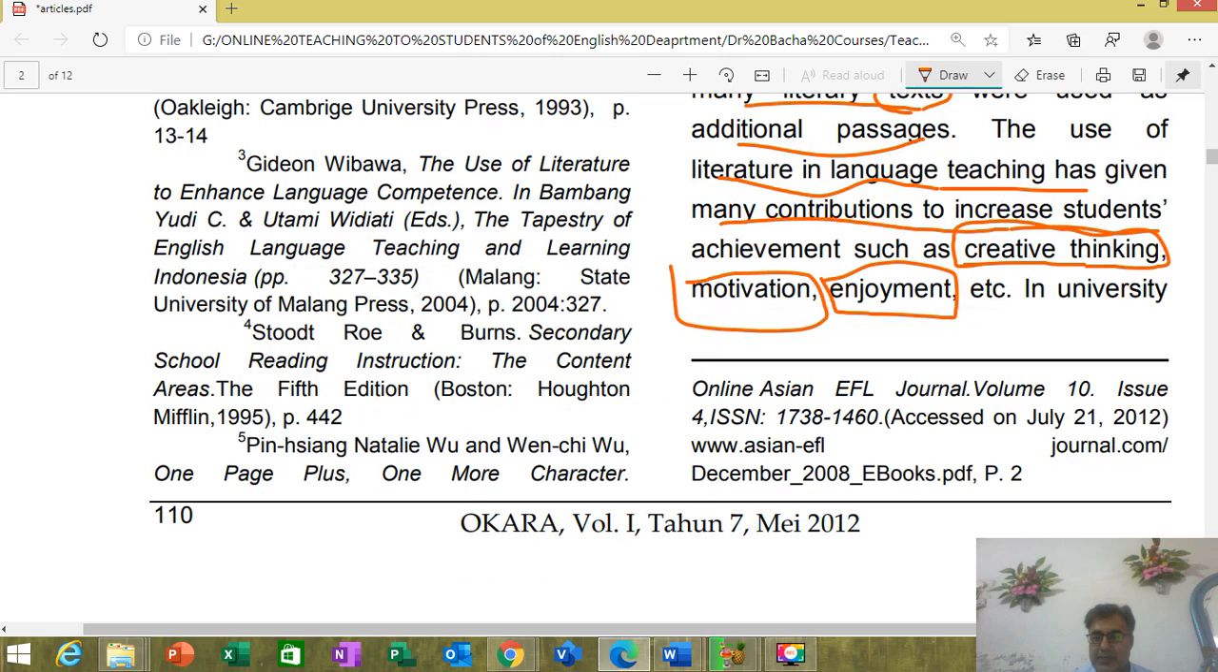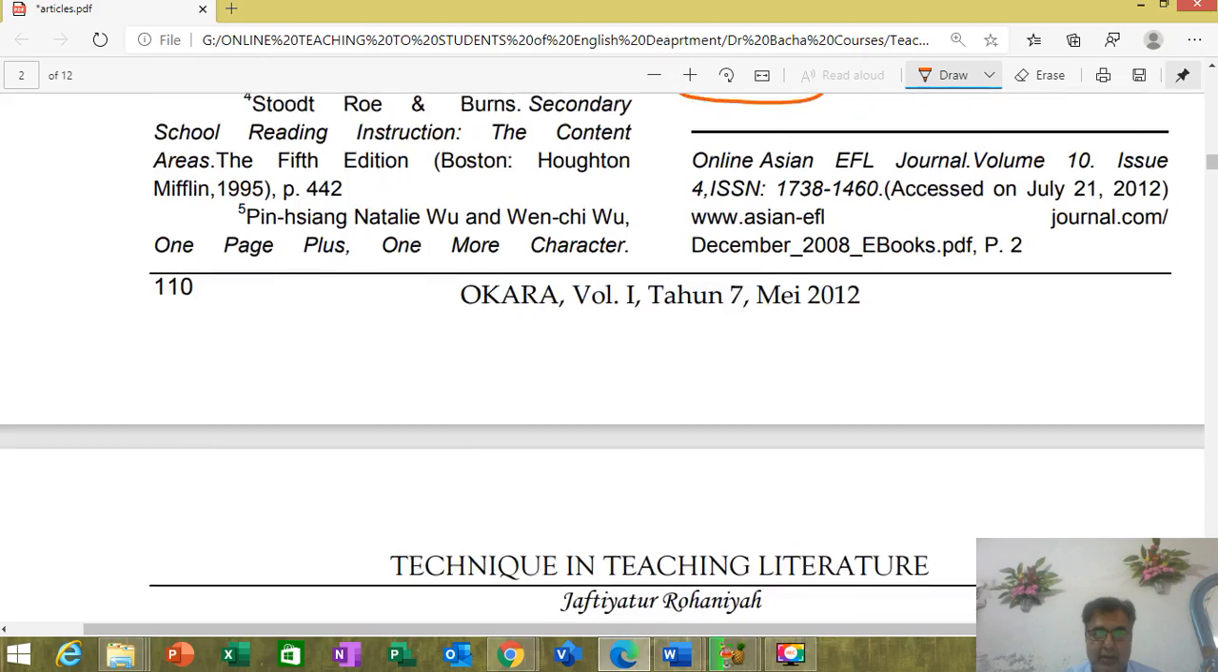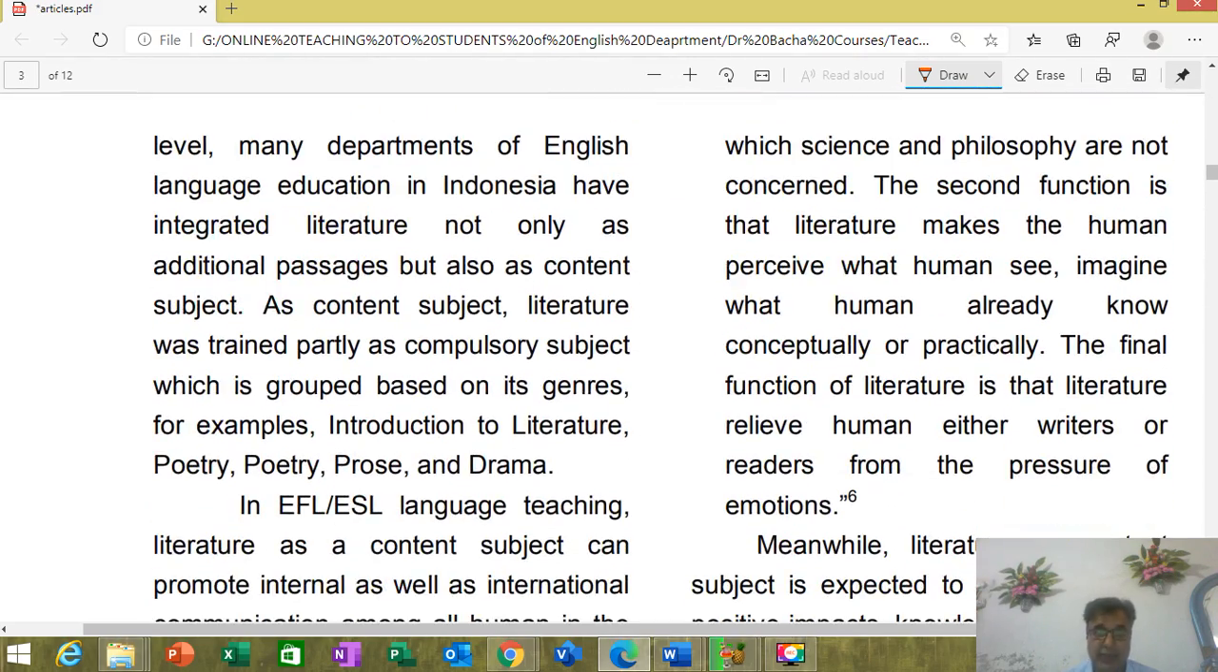So in university, I think that this document is loading now. You can see through the screen that online teaching is very difficult, but still we have to manage it.